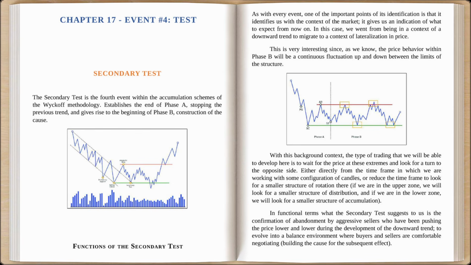In functional terms, what the secondary test suggests to us is the confirmation of abandonment by aggressive sellers who have been pushing the price lower and lower during the development of the downward trend, to evolve into a balanced environment where buyers and sellers are comfortable negotiating, building the cause for the subsequent effect.